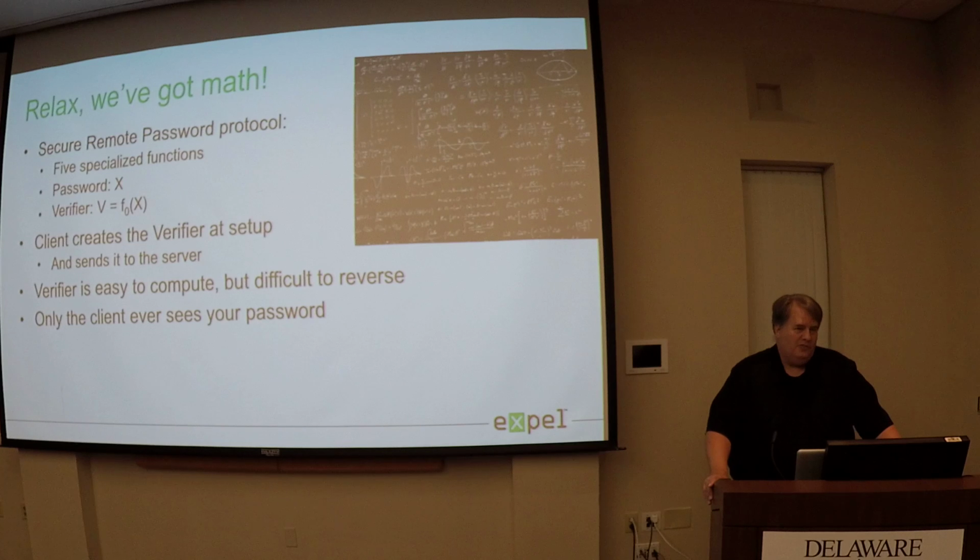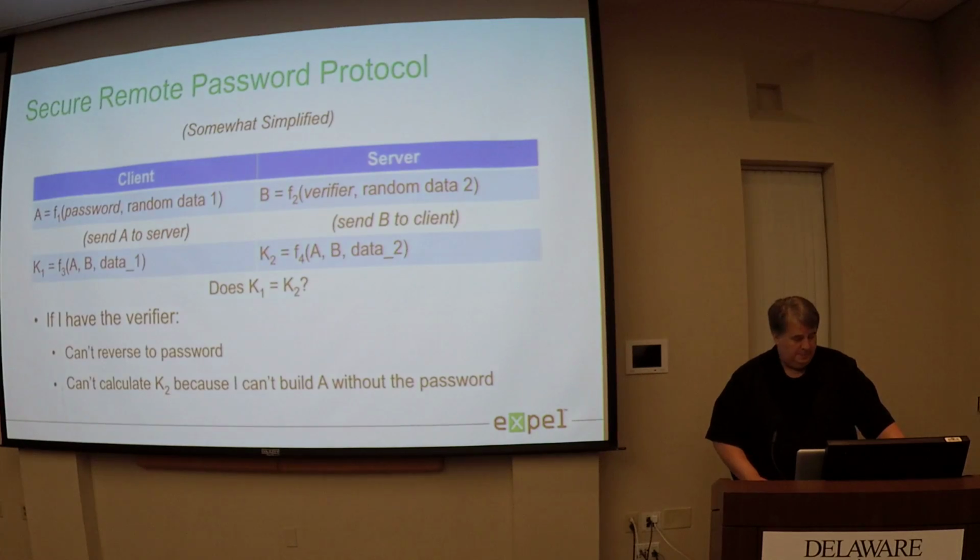Basically, the way this works is there's five specialized functions, five specialized math equations. You take your password, call it X, and from X, you pass it through a single function, you get a verifier. The verifier is what you send to the server. So you never even send your password to the server when you create the account, you just send the verifier. The verifier is kind of like a hash. It's easy to compute, but it's very difficult to go from the verifier backwards to the password. So the client, only the client ever sees your password.